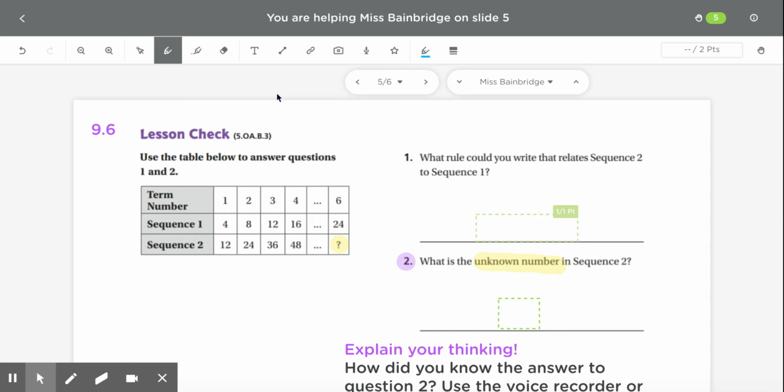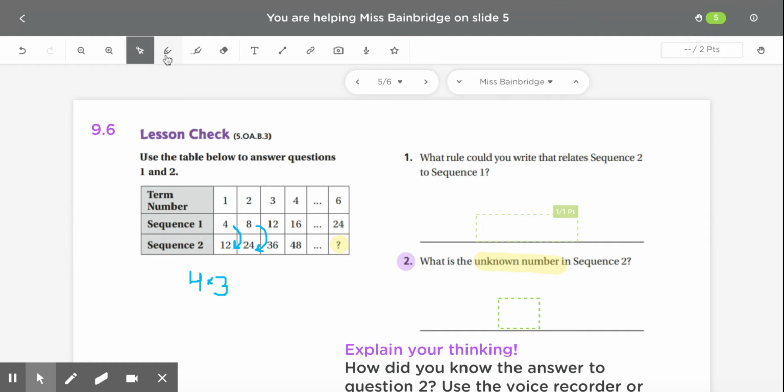Using this table, we are supposed to come up with a rule that relates sequence number 1 to sequence number 2. So if I have the input of 4, I get the output of 12. Same thing goes with the next sequence. 8 goes in, 24 comes out. So what rule could that be? Well, I know that 4 times 3 equals 12, and also 8 times 3 equals 24. So I think that my rule would be times 3.